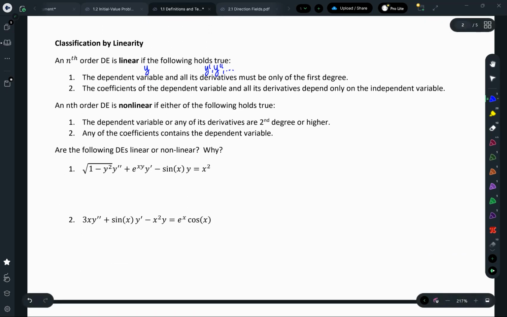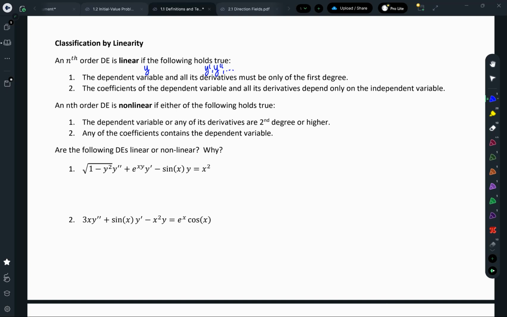I have a couple of questions. Are the following differential equations linear or nonlinear, and why? So let's look at the first one. The square root of 1 minus y squared times y double prime plus e to the xy times y prime minus sine of x times y is equal to x squared.